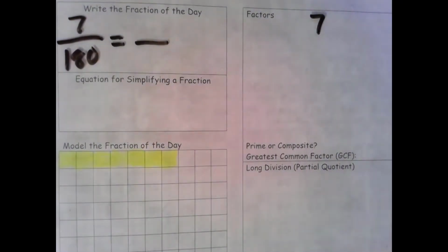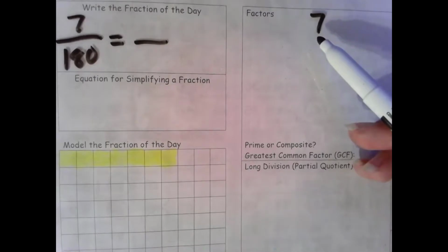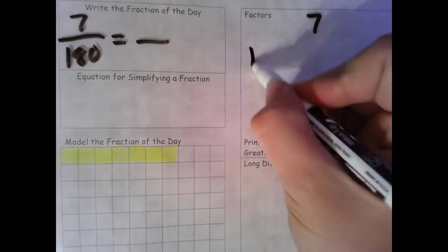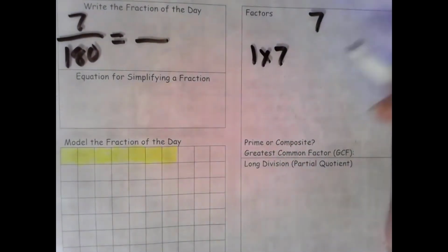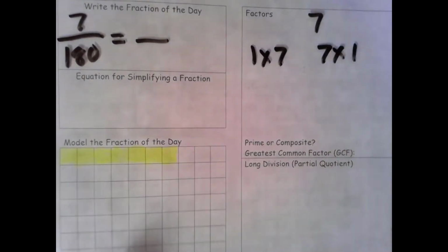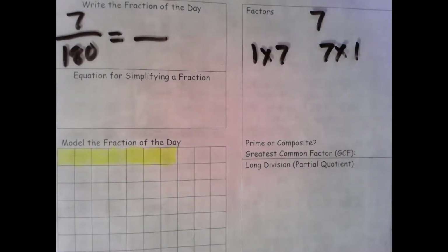Remember, factors are the numbers that multiply to be this number. Two factors we always know are 1 and the number itself. And using that commutative property of multiplication, 7 times 1. Now we're going to go through our divisibility rules in an orderly fashion to make sure we don't miss anything.